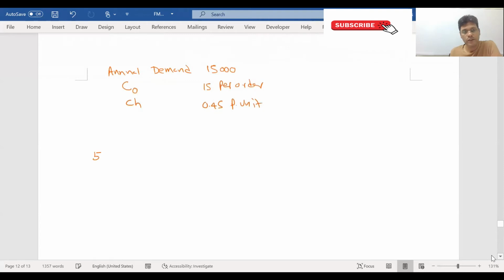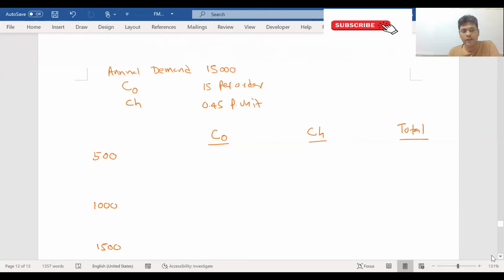Now, let's assume the company is going to order different stock levels, let's say 500, 1000, and 1500. These are the different stock levels. And let's identify what will be the ordering cost, what will be the holding cost, and what will be the total cost.